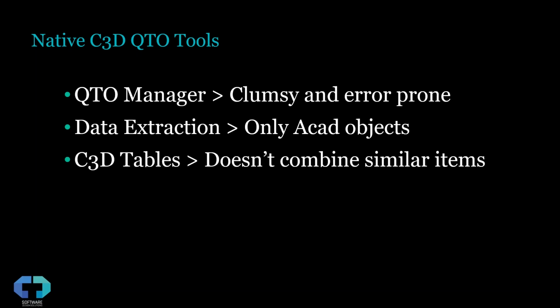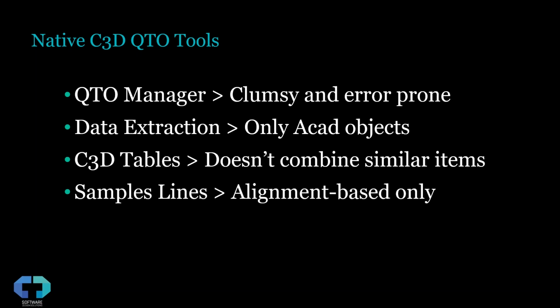So the next one's Civil 3D Tables. They're pretty nice. They're really dynamic, right? But they don't spit out to Excel, and they don't combine similar items, right? They just list one row for one object. Well, what if I'm trying to count up 50 of one particular item, or sum the lengths of a bunch of polylines or feature lines? I can't do that with Civil 3D tables.